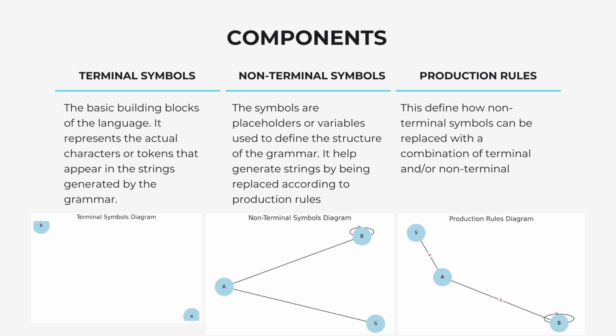Now, the production rules. They define how non-terminal symbols can be replaced with a combination of terminal and/or non-terminal symbols. The structure is that a production rule has the form A to a, where A is a single non-terminal symbol and a is a string of terminals.